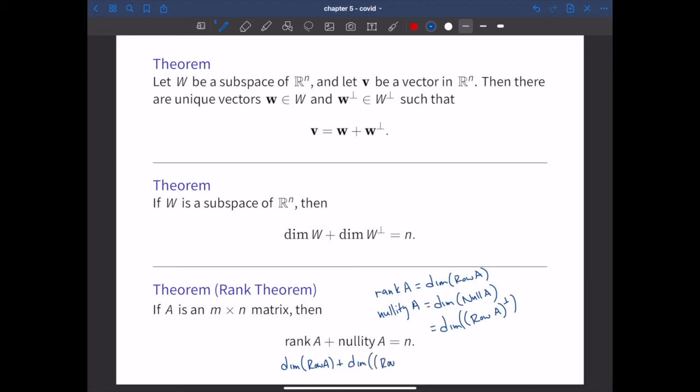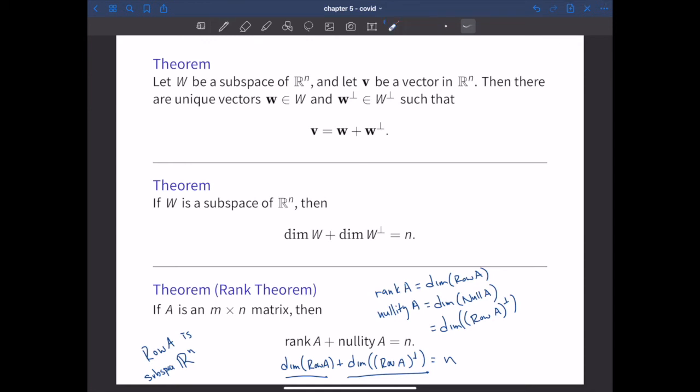of the orthogonal complement of the row space of A is equal to, well, it should be equal to the total dimension of wherever the row space lives. But remember, the row space of A is a subspace of Rn. So the dimension of the row space plus the dimension of the orthogonal complement of the row space should add up to n, because they both live inside of Rn. And that's exactly what the rank theorem tells us.